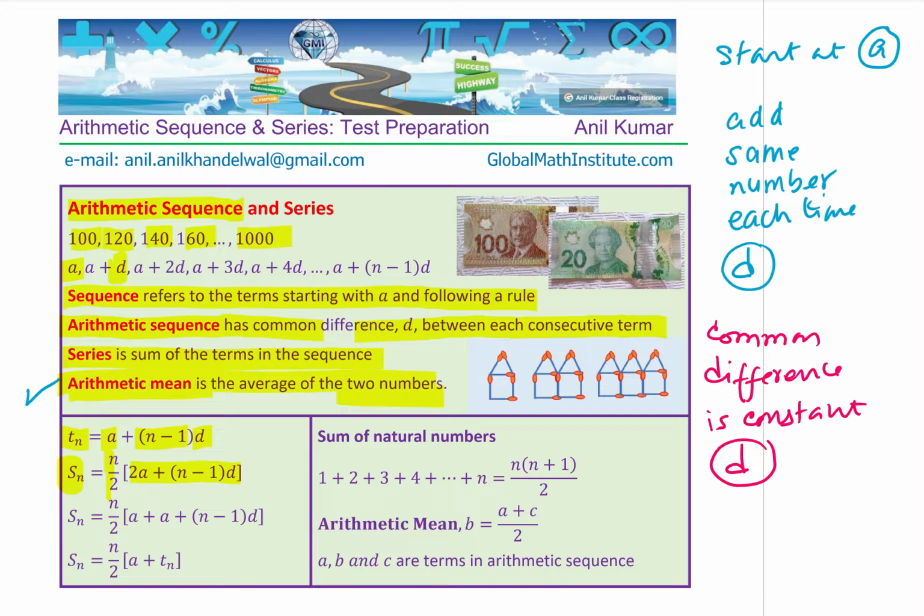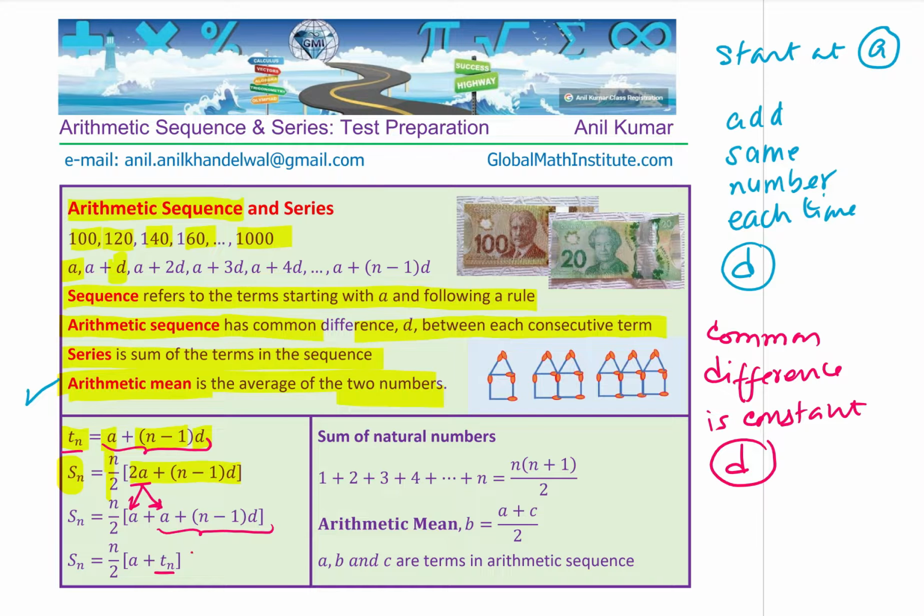As you can see here, if I write 2a as a plus a, then what do I get? I get a plus n minus 1 times d. Now a plus n minus 1 times d is actually tn. So I could write that second value as tn. So the sum becomes n by 2 times a plus tn. That means first term plus the last term. So average of these two times the number of terms. You get the idea, right? So this is kind of important to understand.